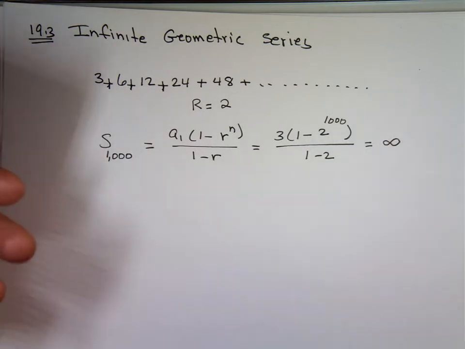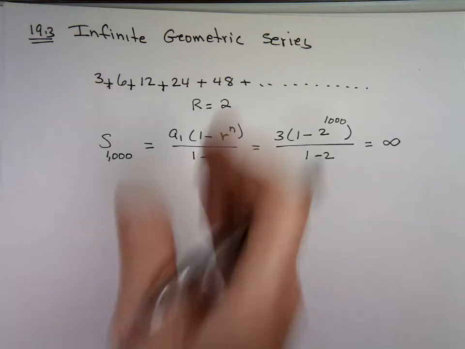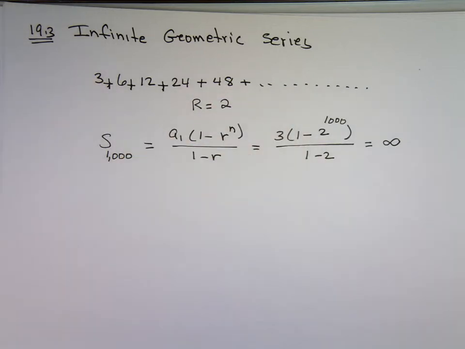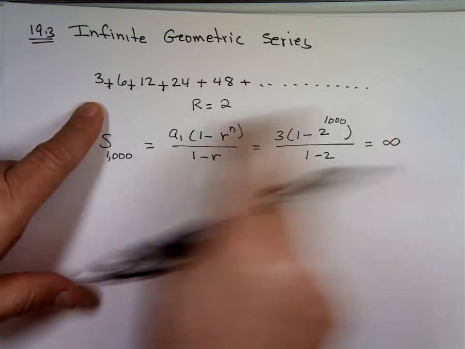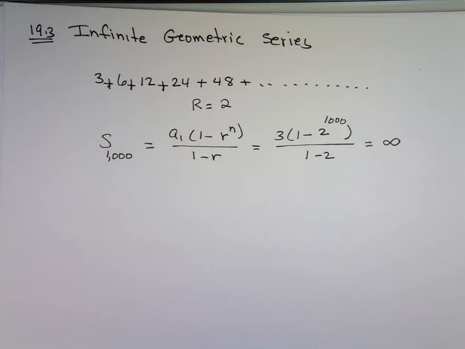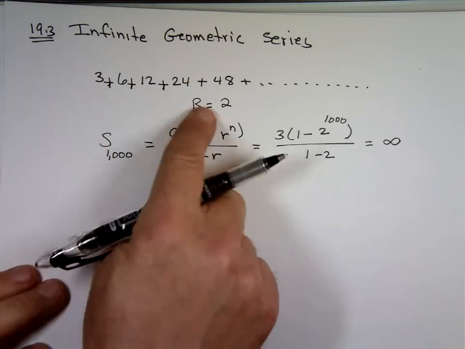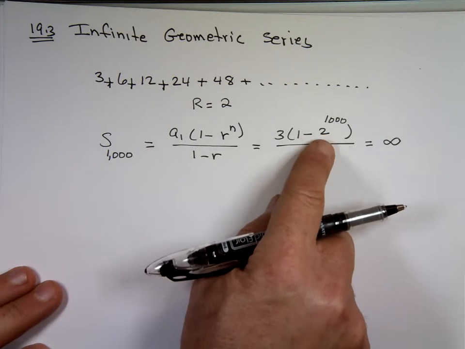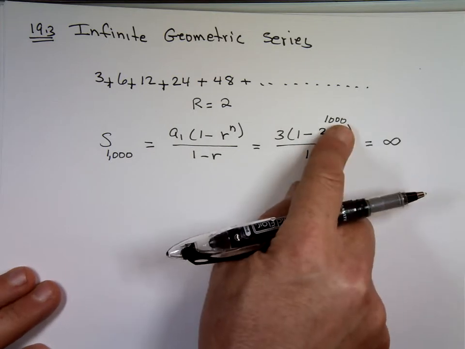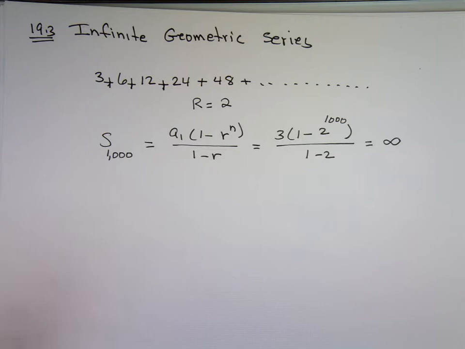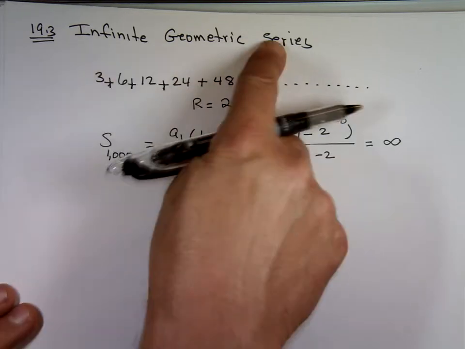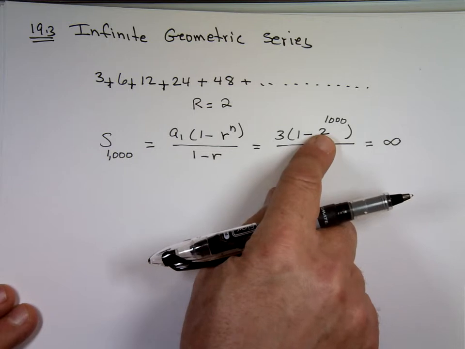It gets bigger and bigger and bigger. You're adding more and more numbers, bigger numbers and bigger numbers. That sum is going to be infinite. So you can't have an infinite summation if R is more than 1. If R is more than 1, any number more than 1, when you raise it to the power of 1,000 or 1,000,000, it's too big of a number. You can only find an infinite summation if R is less than 1.